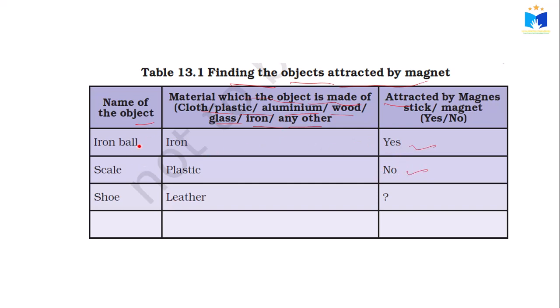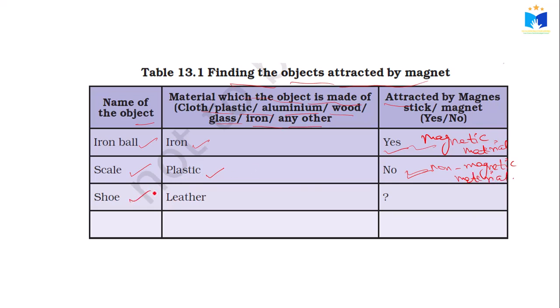Okay, so if we see the iron ball, it is made up of iron, so it is going to be attracted to the magnet. And if we see the scale, it is made up of plastic, so it is not attracted to the magnet, so we will be calling it non-magnetic. So the first one is the magnetic material, and the second one is the non-magnetic material.